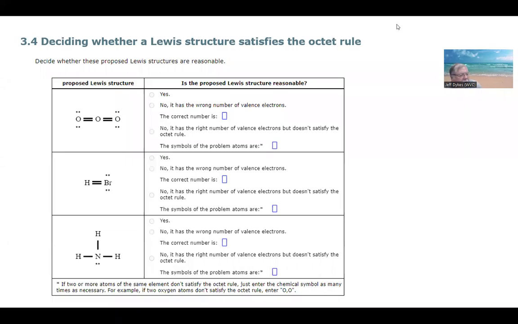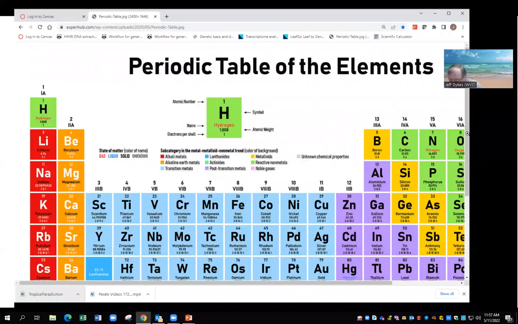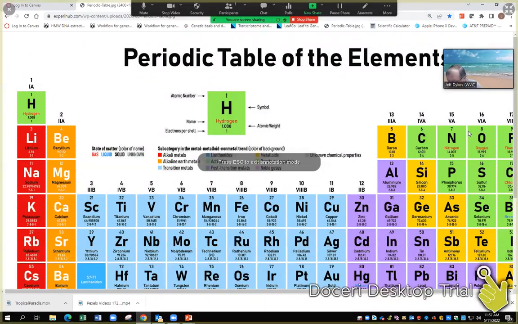So we're going to look at deciding whether a Lewis structure satisfies the octet rule. We want to decide whether these proposed Lewis structures are reasonable. First, we need to figure out the total number of electrons available for this structure. So we go to the periodic table, and oxygen is in group 6A, which means it has 6 valence electrons.